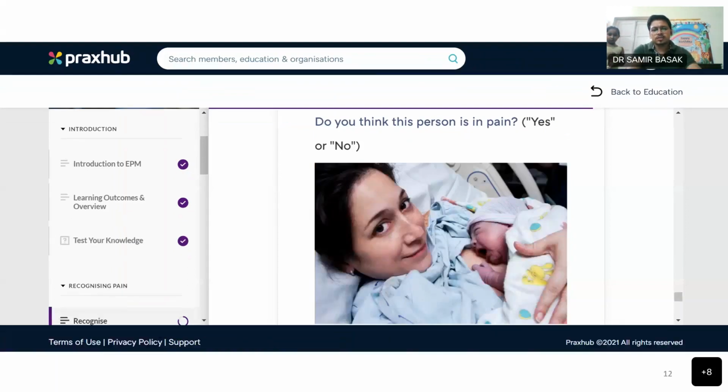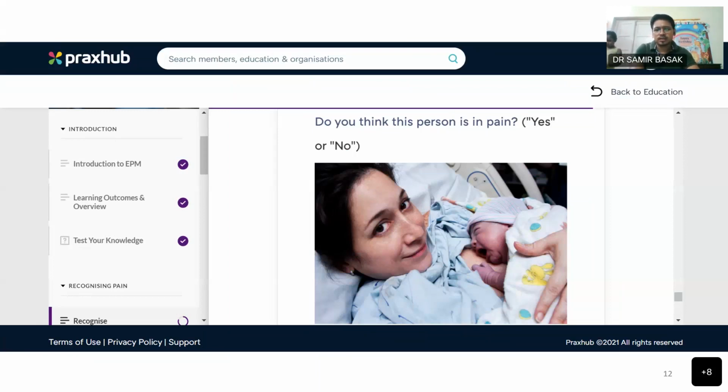The smiling face of a mother with the baby. This mother is laughing right after the delivery. So she is in pain, but her smiling face suggests there is no pain. So we cannot only look at the patient and assume she is in pain or not.